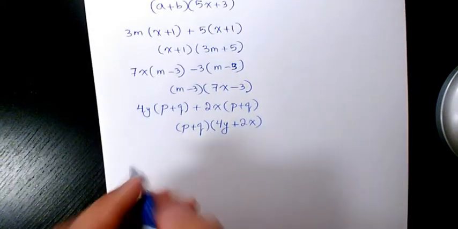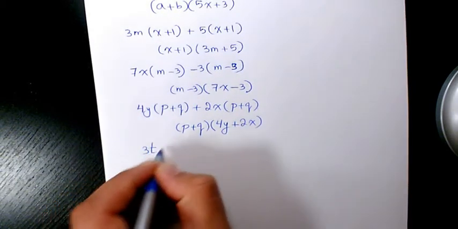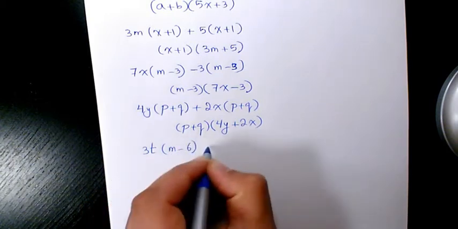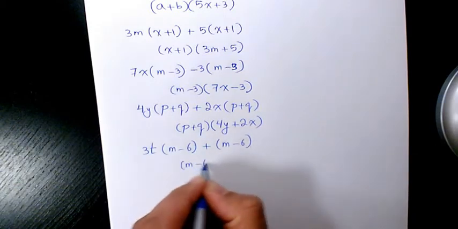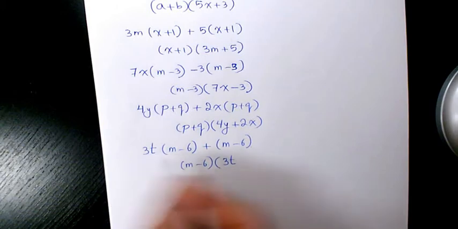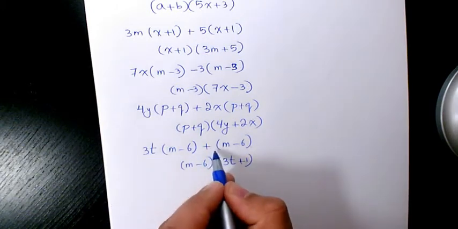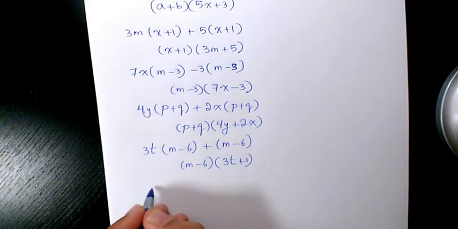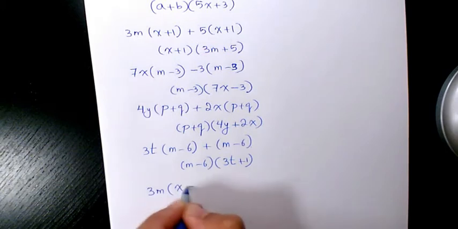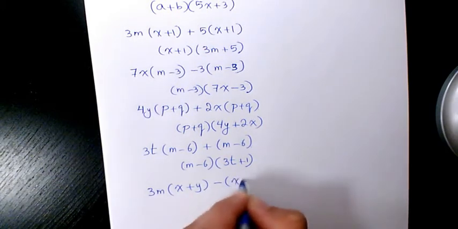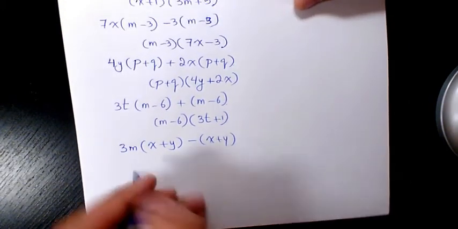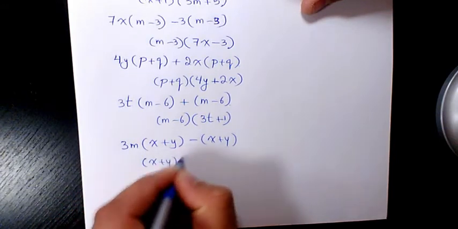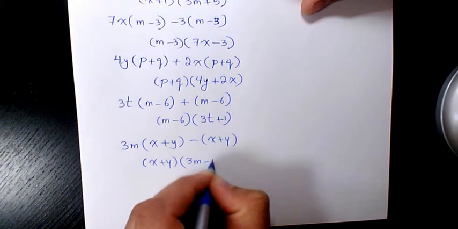Next one is 3t times (m minus 6) plus (m minus 6). M minus 6 is common. Here we can write 3t plus 1. You don't see it here, but the coefficient here is 1. And you have something like that, 3m times (x plus y) minus (x plus y). So here, x plus y is common between these two. So you can factor x plus y, and then you're going to end up having 3m minus 1.